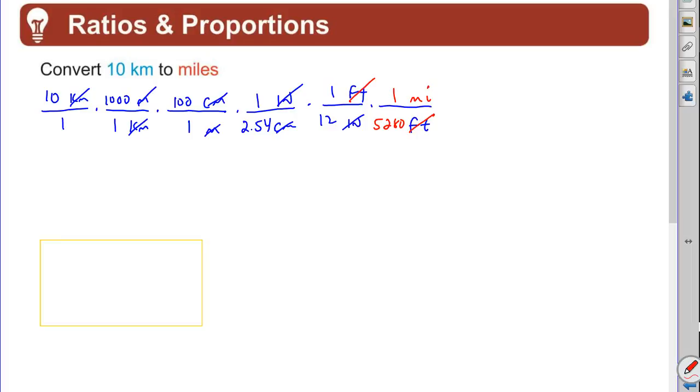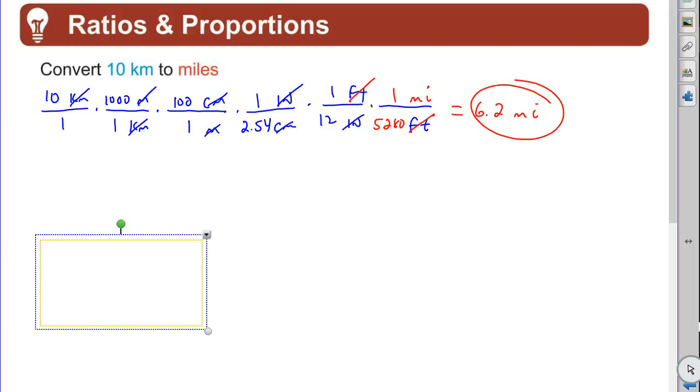So I'm going to multiply the 10 times the 1,000 times the 100, right? I'm going across tops. I'm going to divide by the 2.54 there with the centimeters. I'm going to divide by the 12 with the inches. And then I'm going to divide by the 5,280 feet in every 1 mile. And here's where I ended up. I'm going to round off. I got 6.2 miles. Hey, have you ever seen anybody do a 10K? What are they doing? 6.2 miles, right? You may have seen that little 6.2 sticker. That's why 10 kilometers is 6.2 miles.